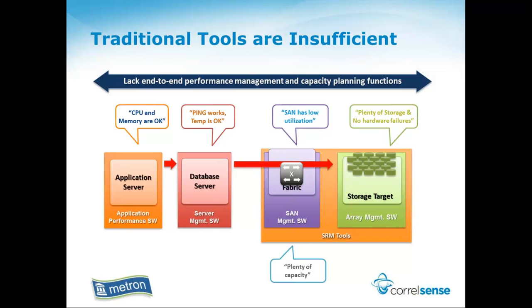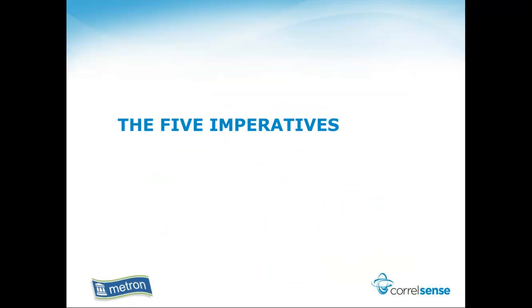The application server guy may look at it and see everything looks fine on my end. I'm not having any memory or CPU errors. The database guy looks at his tool and everything's fine. The storage guys as well as all the other pieces. At the end of the day, the application is slow, but you don't have a true end-to-end view of performance management and capacity planning, so that is a real risk when you're managing an application.